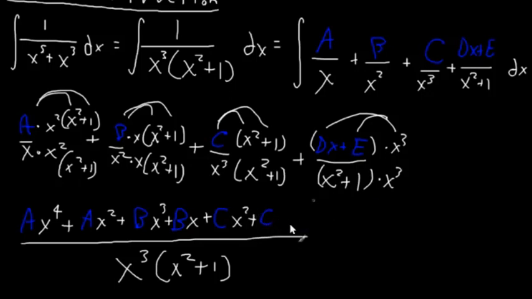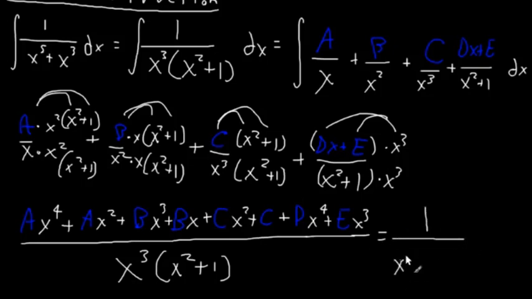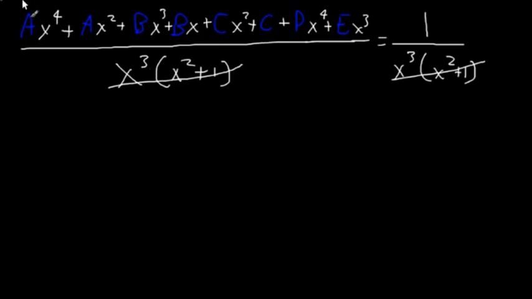And then I'll just extend the fraction bar. x cubed times Dx will be D times x to the 4th, and then plus, you're going to get E times x cubed is just Ex cubed. Alright, and we want this to equal the original integrand here, and so the original one was 1 over x cubed times x squared plus 1, and so these denominators will cancel out, and so now I'm going to do a little bit more simplifying.